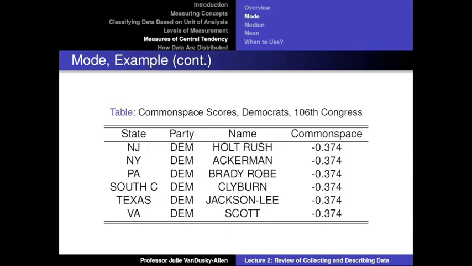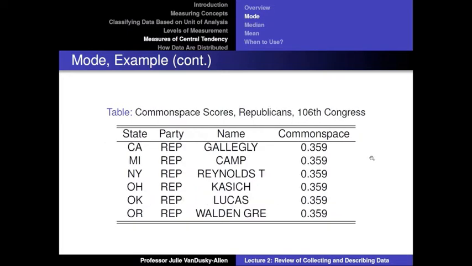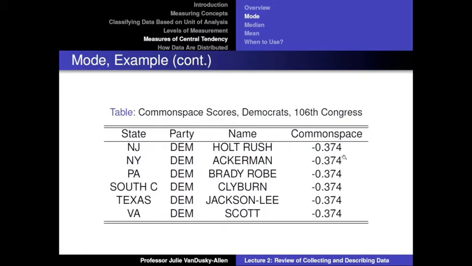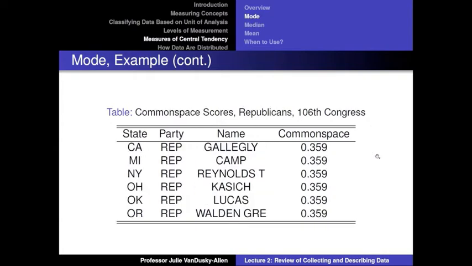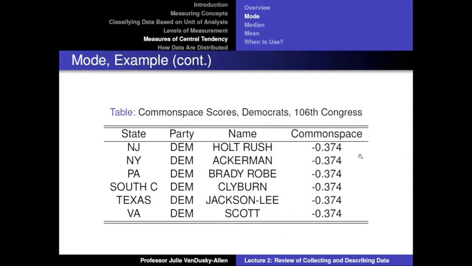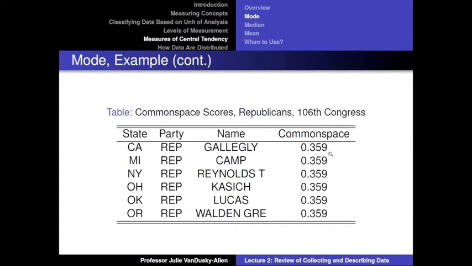There were two modes in the data. There was a mode for -0.374, and that was for Democrats, and a mode for Republicans, 0.359. In both cases, there are 6 observations with the value of -0.374 and 0.359. There are no values in the data set where there are 7 or more observations that share that value. So the two modes are -0.374 and 0.359.